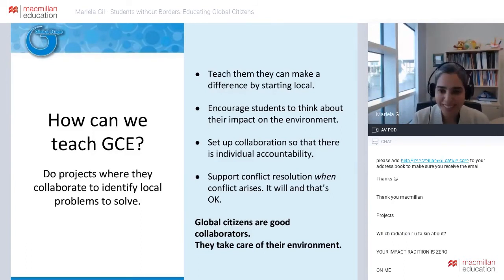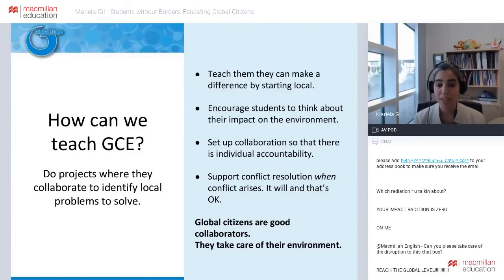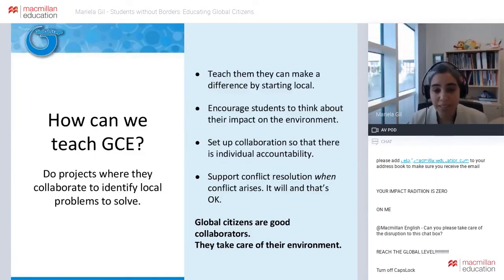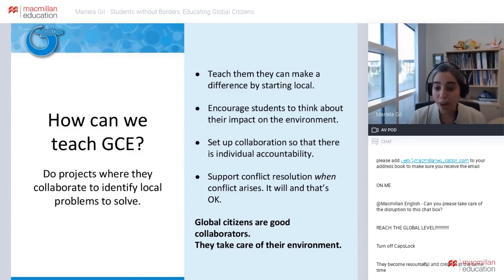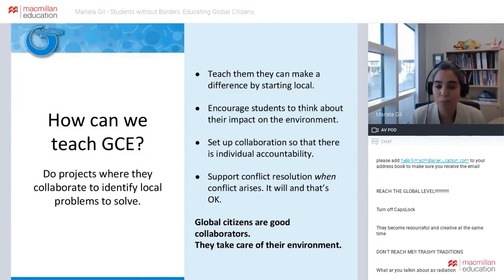There will be conflict, and that is good. How do you learn to manage conflict unless you get to practice? So talk to them about that. Support their conflict resolution. Walk by their desks. Talk to them and help them come to an agreement, because conflict will occur and it's okay. It's the practicing with the conflict that they need to do.